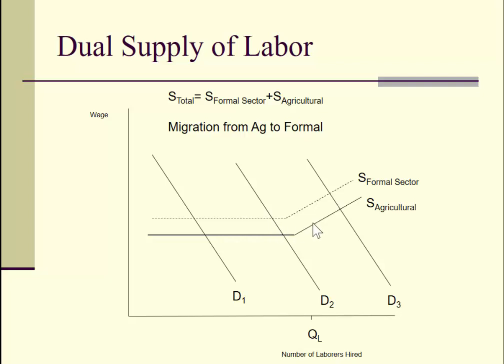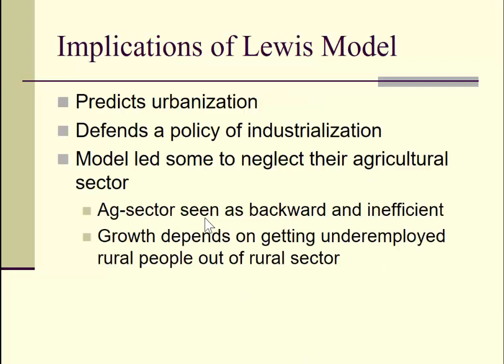Finally, wages might start to rise in both the agricultural and the formal sector because this last part of the curve shows that the workers require more income, more wage offers in order to come into the model. So this idea that there are workers moving from the agricultural side to try to get those higher city wages is what we attribute the Lewis model to telling us. So the predictions of the Lewis model is that there will be urbanization.